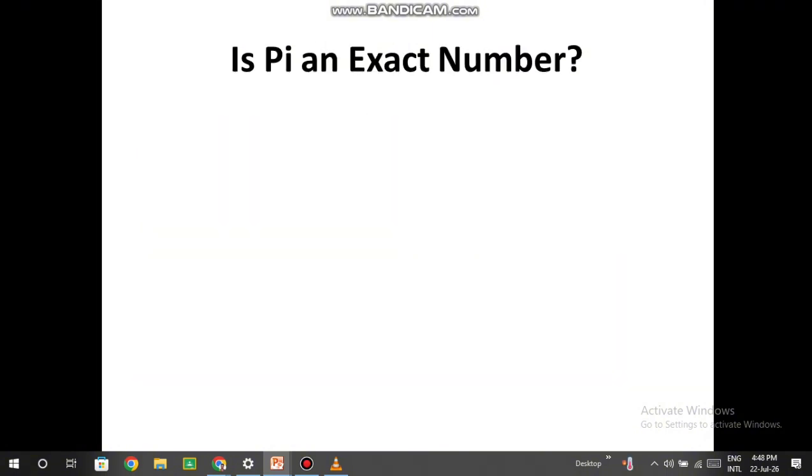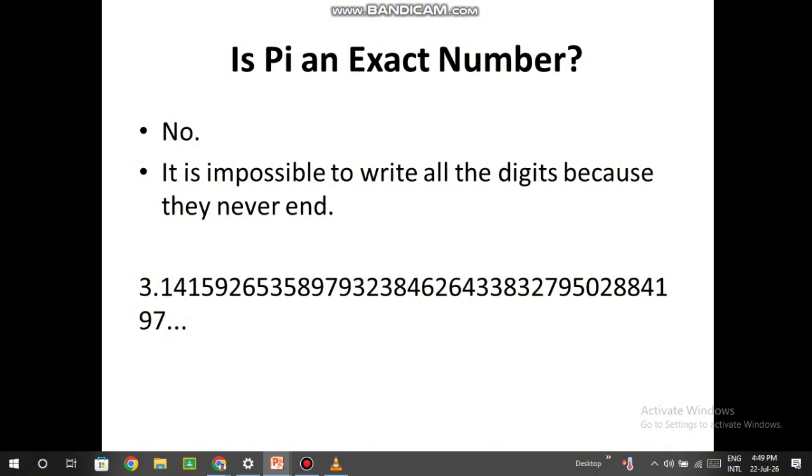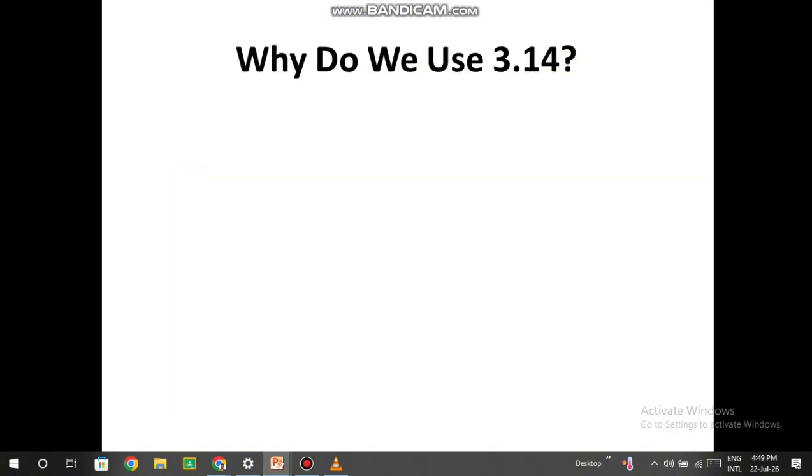Is pi an exact number? No, it is not. It is impossible to write all the digits because they never end. So we always show dot dot dot at the end because it will never end at any point. And in questions we use 3.14 in order to simplify or in order to find the proper value. So the digits continue forever.